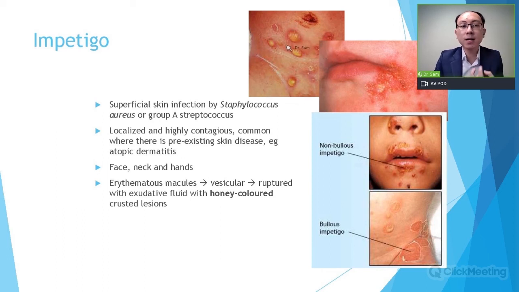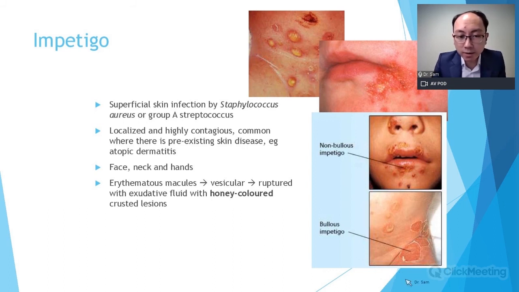This vesicle, after rupture, will come out with exudative fluid. This exudative fluid will present with a honey-colored crusted lesion. This is a typical presentation or typical finding of impetigo. If you look at this honey color, like a tasty color, then this is impetigo. So you need to treat this with antibiotic.